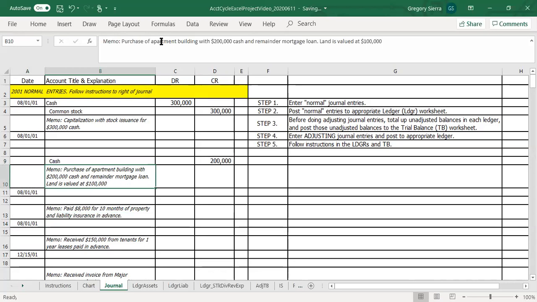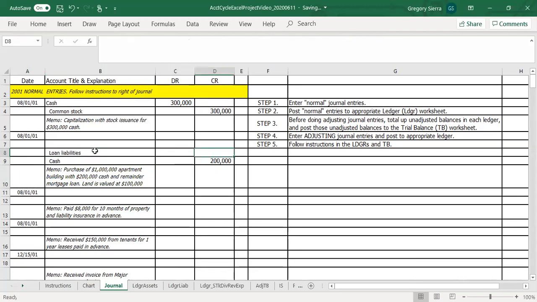Oh, I guess I have to say the apartment building, a $1 million apartment building that was in there at one point. I don't know how we lost it, but we did. So let's see, we're going to increase liabilities with a credit. So our loan payable is 800,000. And then the land is worth 100,000.